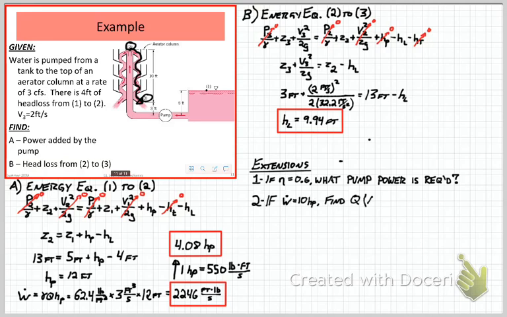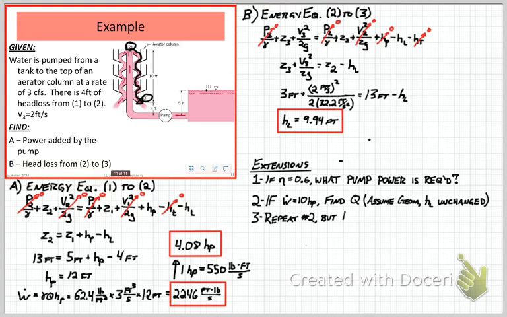As another extension, if you were given a pump power, with or without efficiency, your choice, what would the flow rate be through the system? So for example, if given a pump of 10 horsepower, what discharge would you expect moving through this system, assuming that the geometry and the head loss between points 1 and 2 remains unchanged?